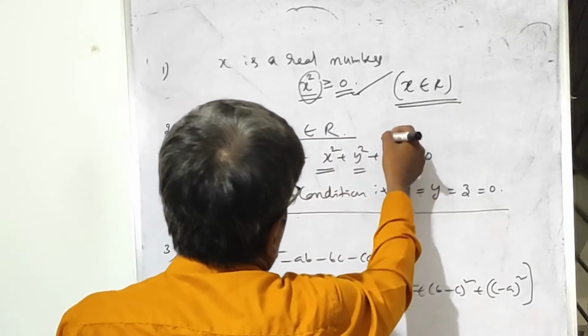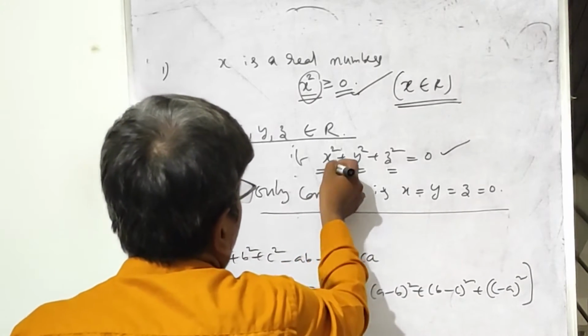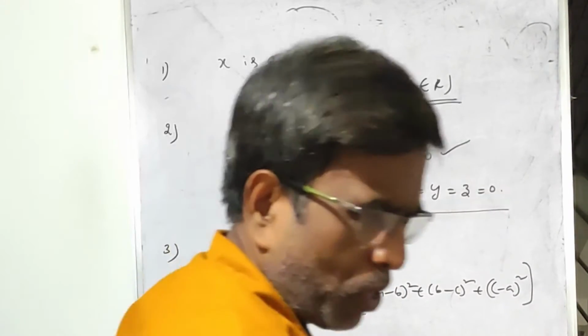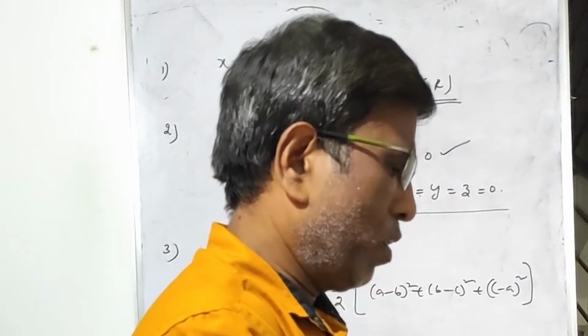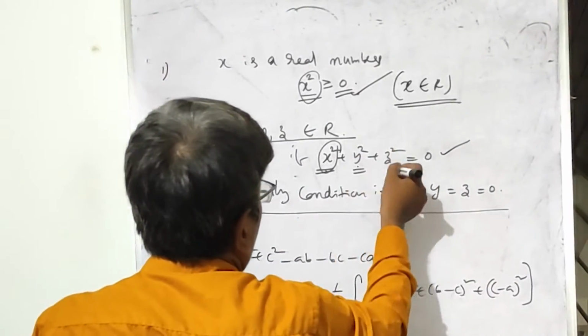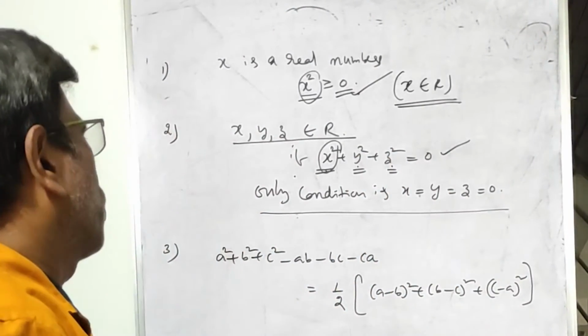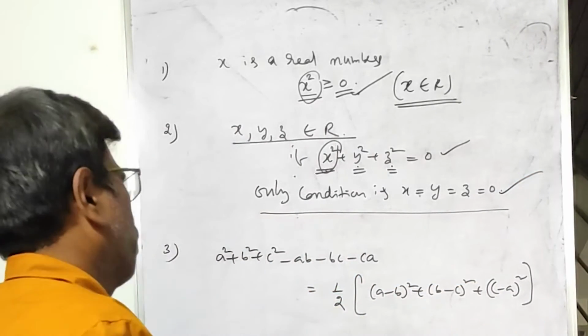If x square plus y square plus z square equals 0, the only condition is that each of them must be greater than or equal to 0. This one is greater than or equal to 0, this one is also greater than or equal to 0, and this one is also greater than or equal to 0. So the only condition is x equals y equals z equals 0.